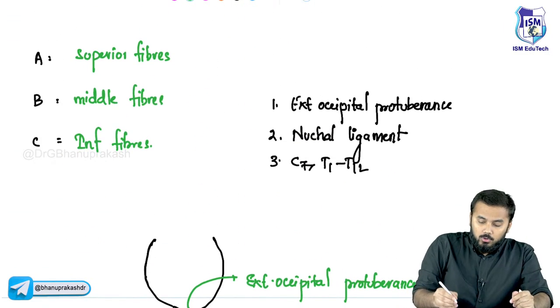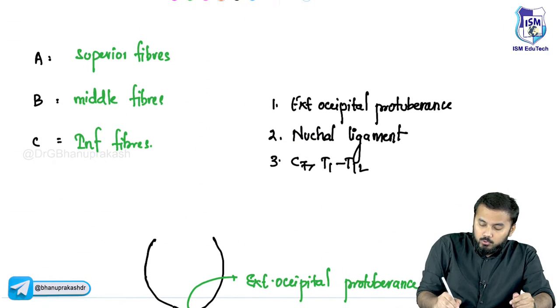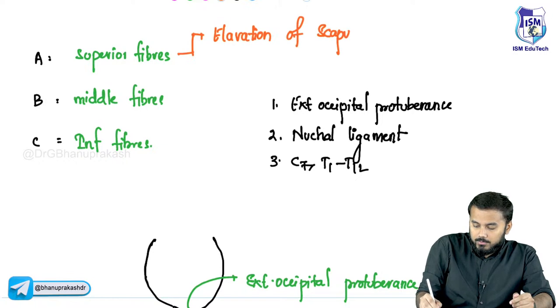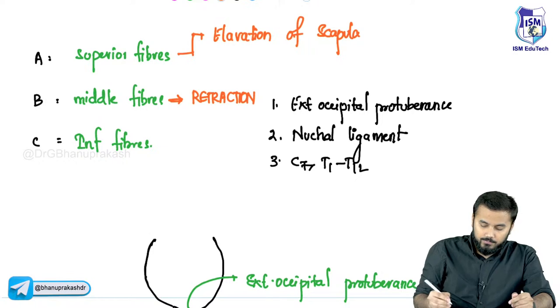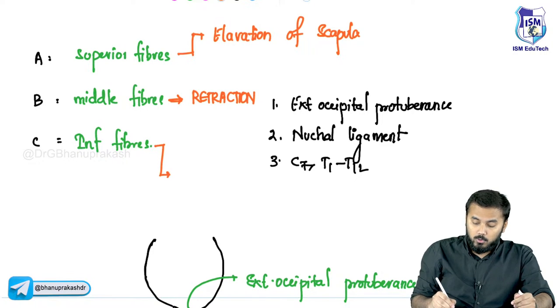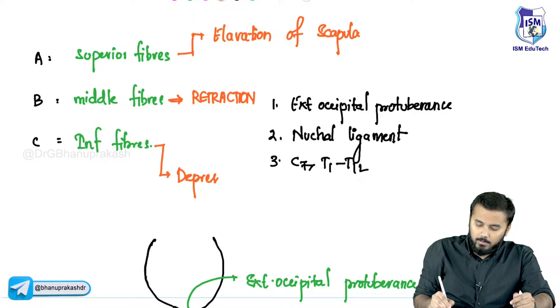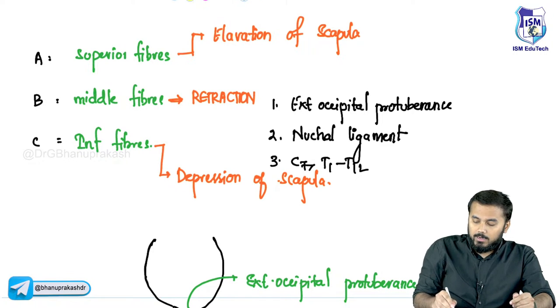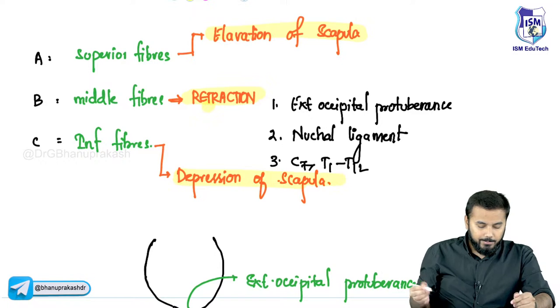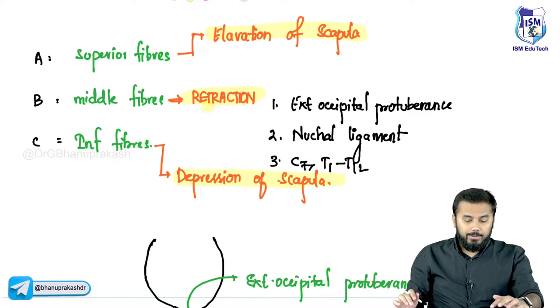Very good. So, what I was about to write here is that superior fibers are responsible for the elevation of scapula. Middle fibers are responsible for the retraction of the scapula. Inferior fibers are responsible for the depression of scapula. So three important things: elevation of scapula, retraction of scapula, depression of scapula. Clear? Right.